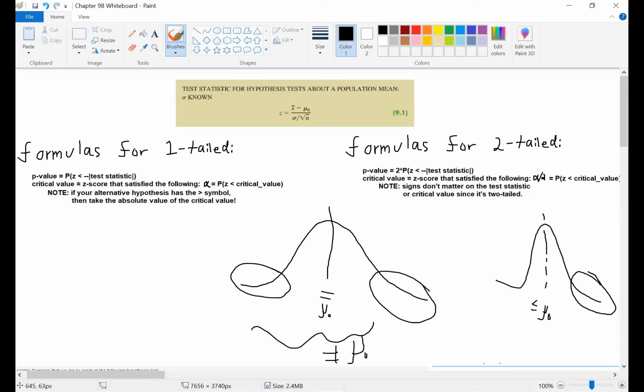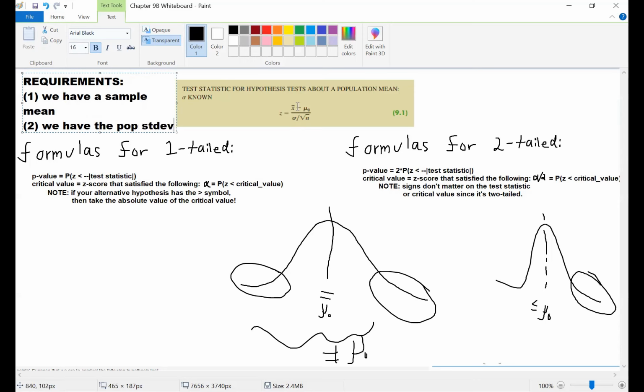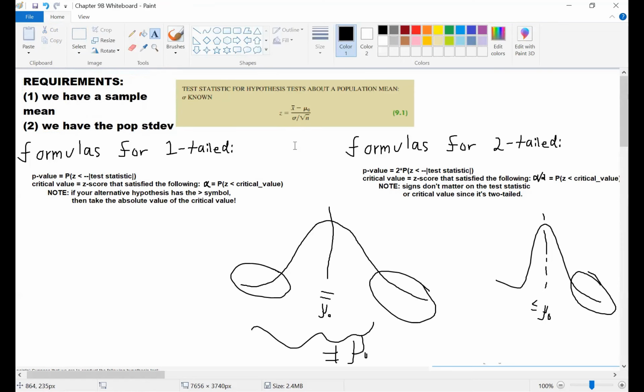The first thing you've got to do is make sure you have your sample mean and your population standard deviation. So, if you want, I'll type it out for you: requirements. That's not how you spell it. Requirements. We have a sample mean, and we have the population standard deviation. If you satisfy both of those, then we get to use this.